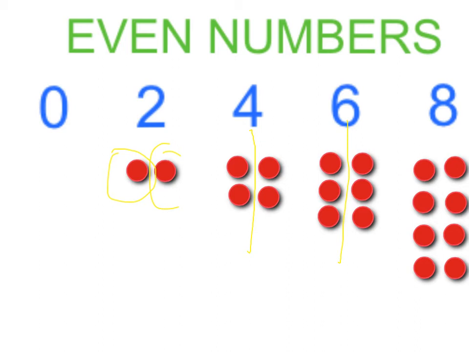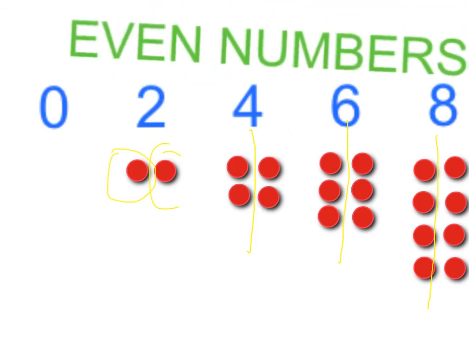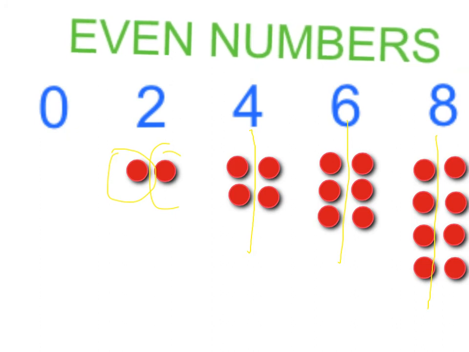And also 8, if we draw a line down the middle, there's a group of 4 over here and a group of 4 over there. They are 2 equal groups. So all of these numbers 0, 2, 4, 6 and 8 are even numbers because they can be divided straight down the middle into two equal groups.